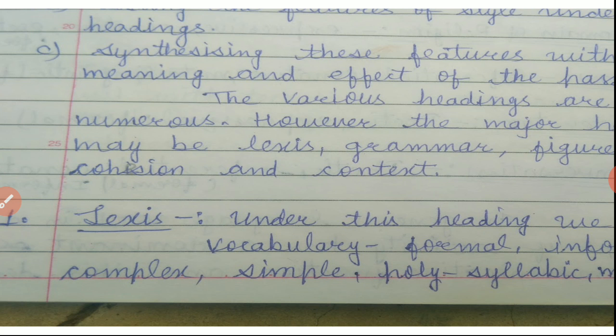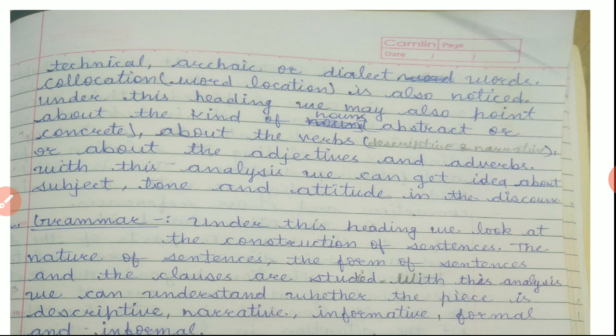What are we to do under this heading? Under this heading, we focus on vocabulary, the diction of the given text, whether the language is formal or informal, whether the words and sentences are complex or simple, the words used, what is their nature: polysyllabic, monosyllabic, technical, archaic words, or words from a particular dialect. If we can identify these things, it is all right.